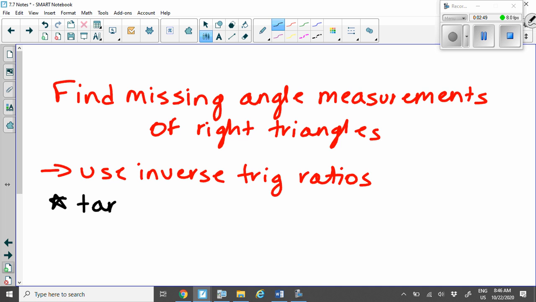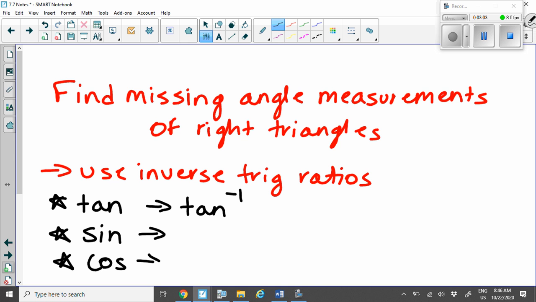So we had tangent, okay? The inverse of it is going to look something like this. Then we talked about sine and then cosine. Those are going to look like this. Now, you might be wondering, what is that -1? Is that really saying tangent to the negative first? No, not really. It's really saying inverse tangent or inverse sine or inverse cosine. So that's what the -1 represents.